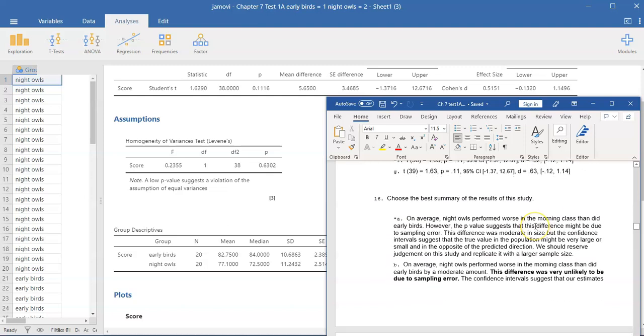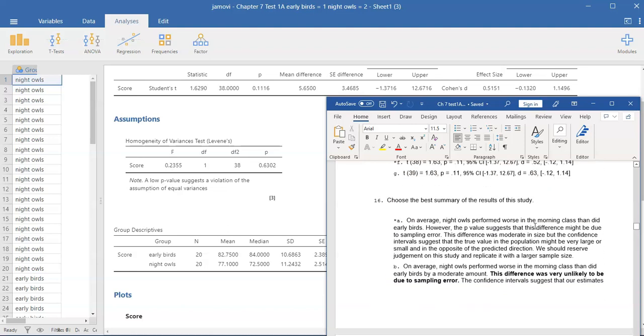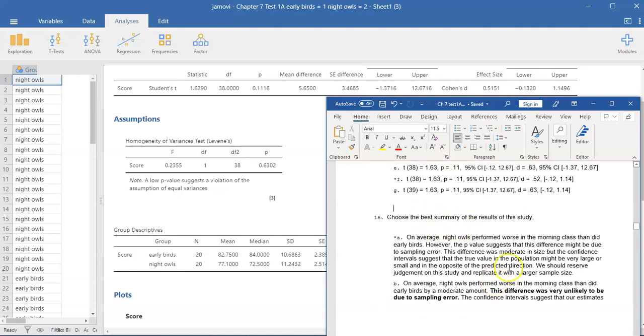Okay, now you want to choose the best summary here. The right answer is this first one. Everything in here is correct. The night owls performed worse in the morning than did the early birds. That's true. You can know that by looking at the means, right? The night owls did worse on the exam. However, the p-value suggests the difference might be due to sampling error. That's true. The p-value is only weak evidence against the null. And this difference is moderate in size. That's true because the D is 0.5.